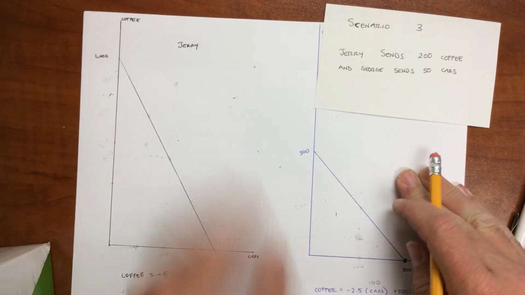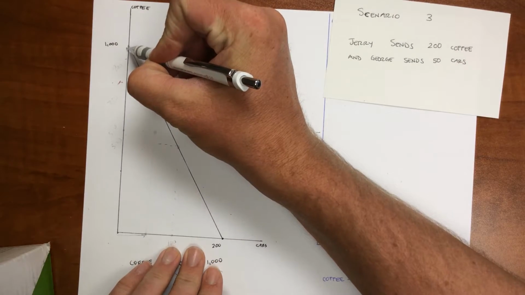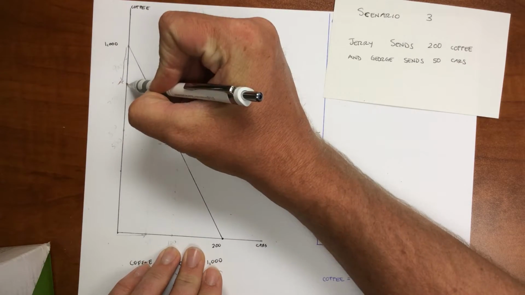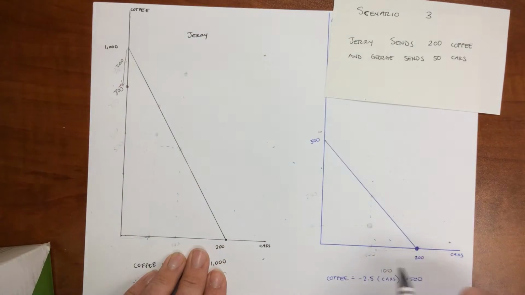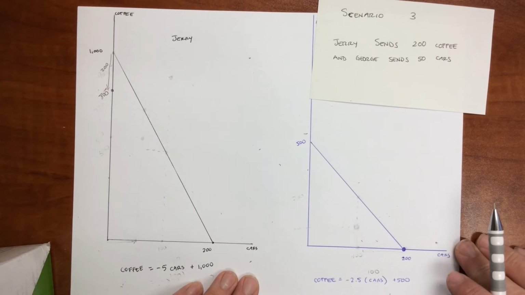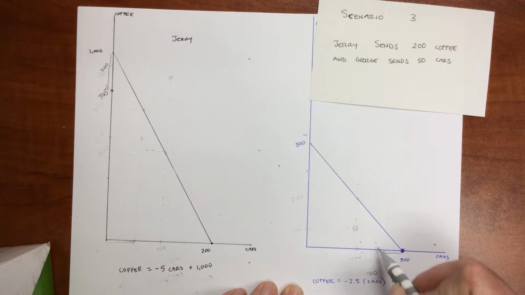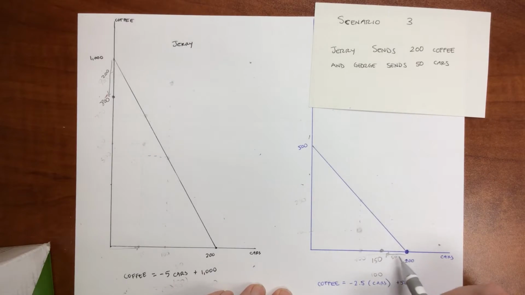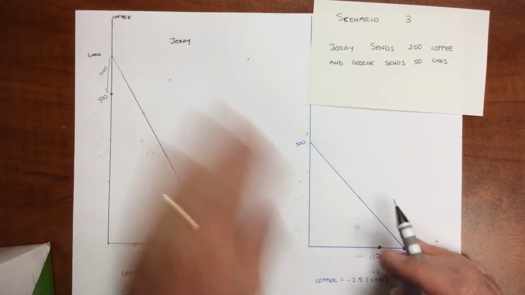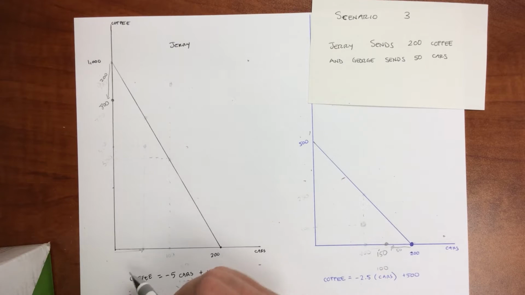Okay, now we're starting from scratch. So Jerry's going to send 200 cups of coffee. So he's starting at 1,000, and he's going to go down to 800. And those are the 200 cups of coffee he's going to send over to George. George in return is going to send 50 cars. So he's going to start at 200 and come down to the point of 150. Okay, so that's how much George is exporting, and here's how much Jerry's exporting.